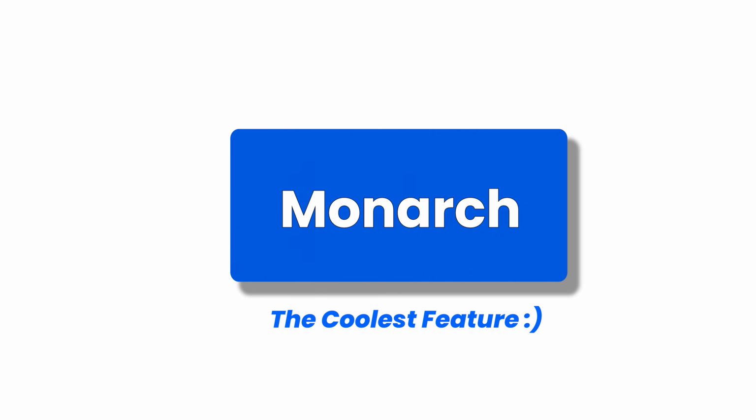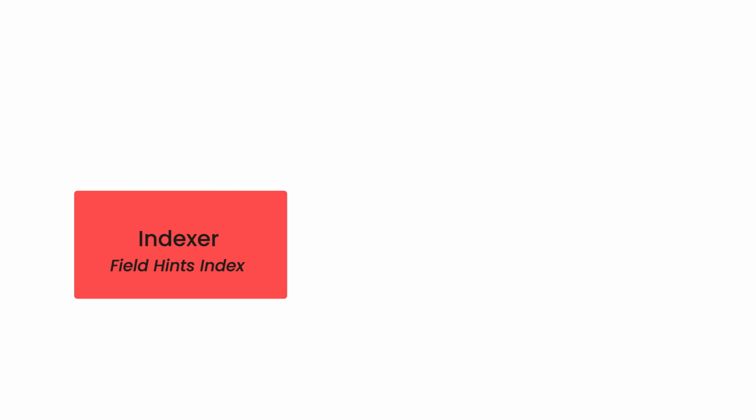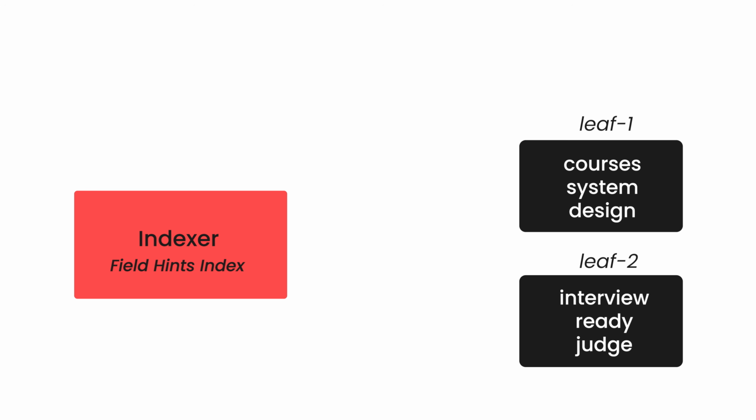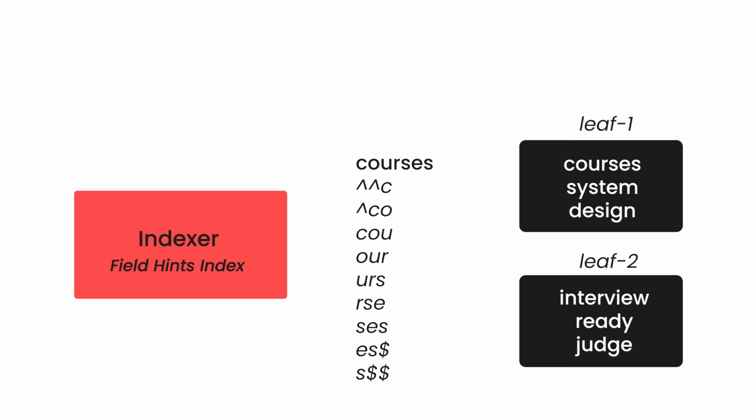One major optimization for making queries fast in Monarch is the idea of field hints index. This is stored in the indexer. What this does is take every key that a leaf is storing and convert it into trigrams. So that's 3 consecutive characters created by sliding a window of size 3 across the key. So a trigram for courses will look like this. Start C, start CO, COU, and so on till S $. Okay, dollar here is the ending sign.